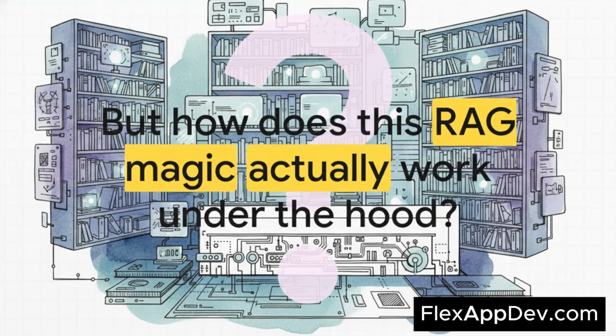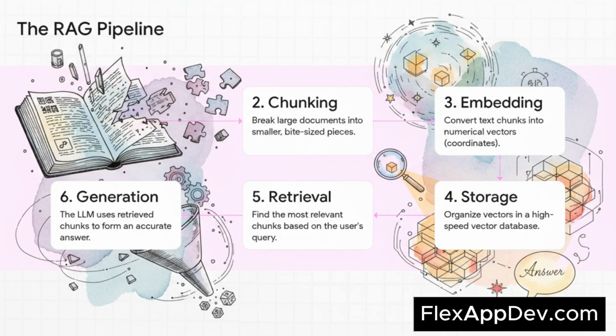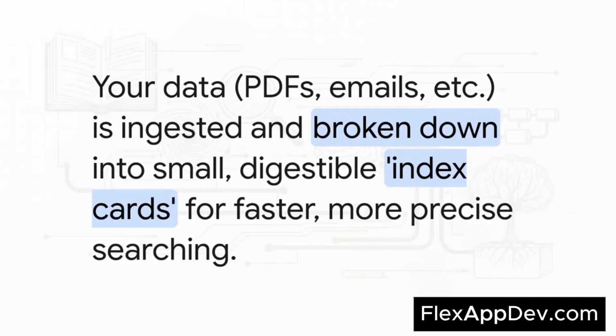Okay, so how does this magic actually work? Let's imagine we're building a super high-tech library. The whole process breaks down into 6 key steps, from taking in data to generating that final answer. First, your library gets its books. Then, each one is broken down into small, searchable index cards.